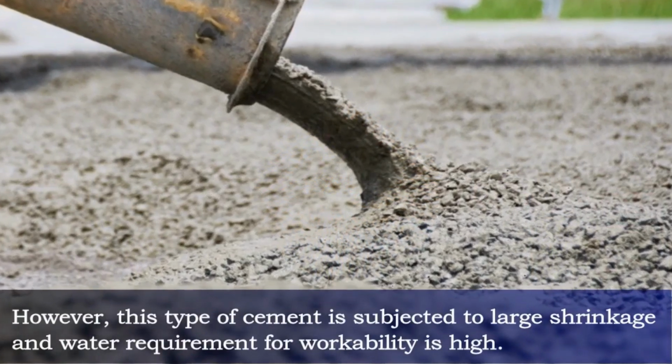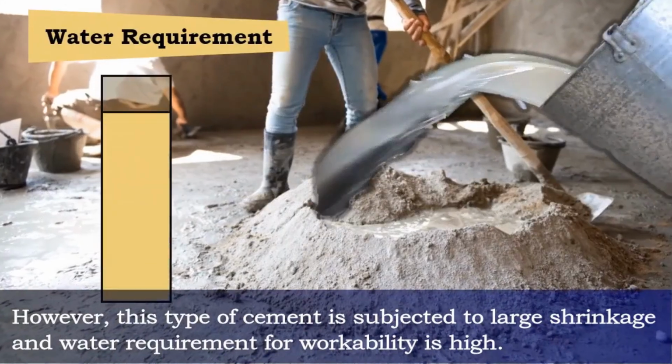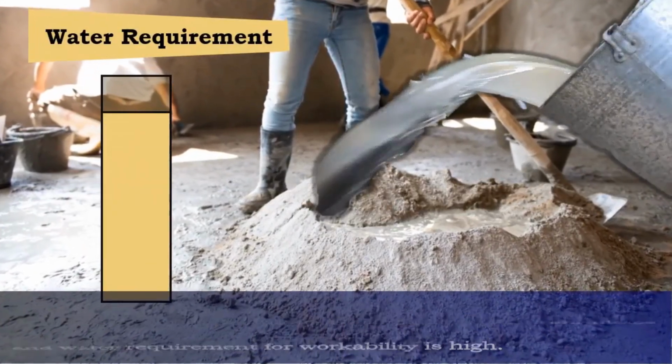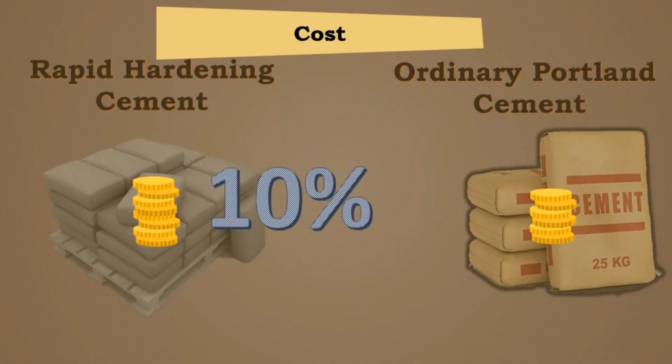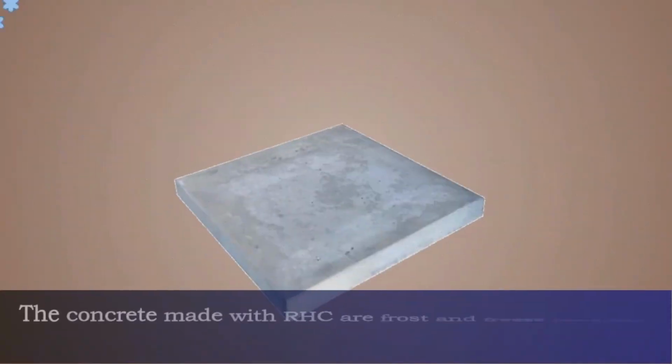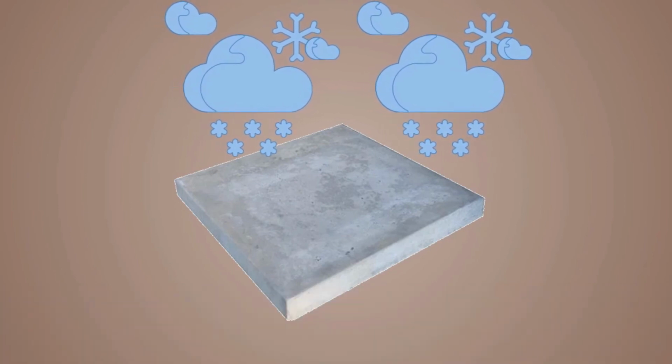However, this type of cement is subjected to large shrinkage and water requirement for workability is high. The cost of rapid hardening cement is 10% higher than the ordinary cement. The concrete made with RHC are frost and freeze resistant as the concrete matures more quickly.